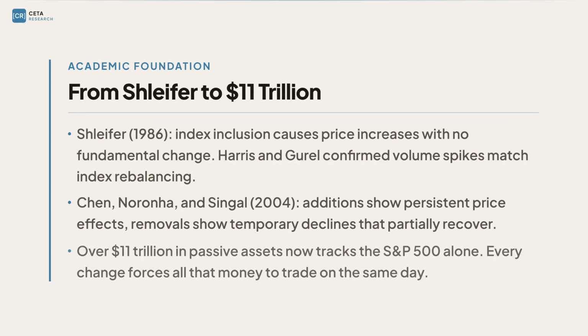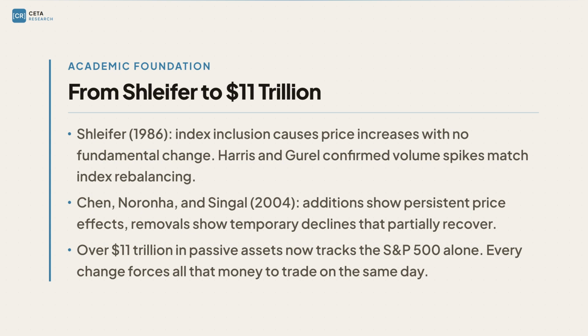Schleifer proposed in 1986 that demand curves for stocks slope downward. When index funds must buy a stock added to the S&P 500, the demand shock pushes the price up. Harris and Gurel documented the volume and price effects that same year. Chen, Noronha, and Singhal extended the work in 2004, measuring both sides and finding asymmetric effects. The original research painted a clean picture.